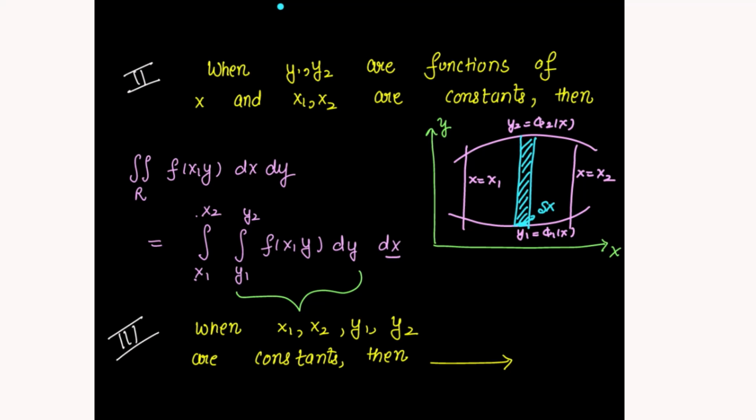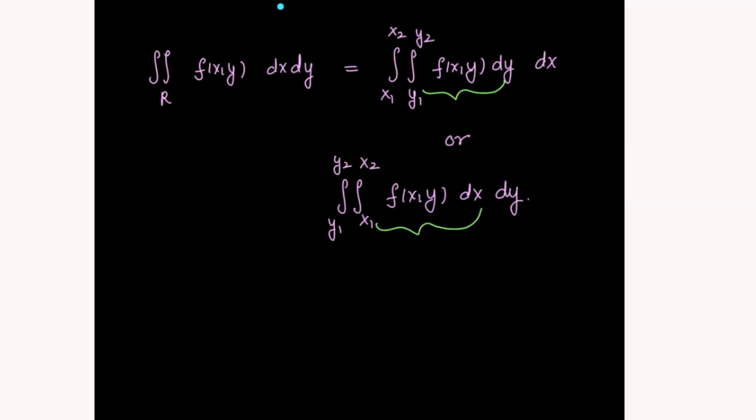थर्ड, जब आपके सारे ही कॉन्स्टेंट्स हो, x1, x2, y1, y2 सभी के सभी कॉन्स्टेंट हो, तब हमारी चॉइस है, हम whether आप सबसे पहले with respect to y इंटीग्रेट करो, बाद में with respect to x, या फिर पहले with respect to x और बाद में with respect to y. It's your choice, it's up to you, right?